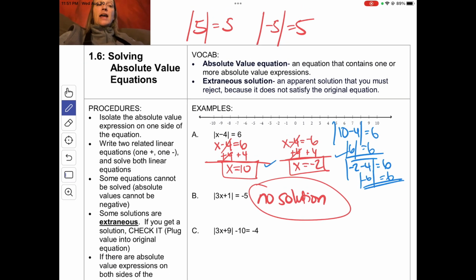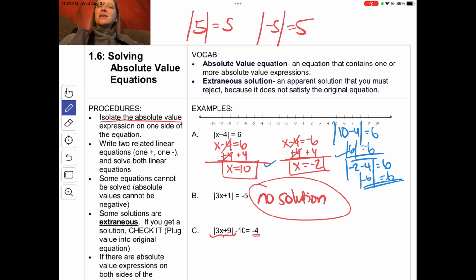If we look at the next problem, on the surface it looks similar. The absolute value of 3x plus 9, minus 10, equals negative 4. At first you might think, hey, absolute value equals a negative number. This has no solution. But that's not true because we haven't gone and done our first step yet. We haven't isolated the absolute value expression on one side of the equation. So let's do that. I want just the absolute value expression on one side of the equation.